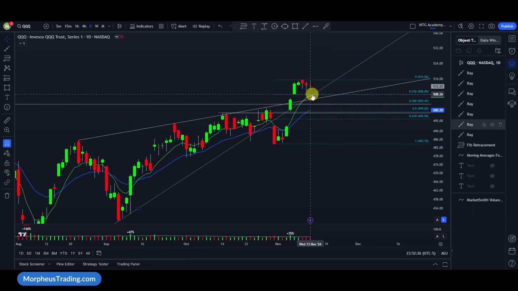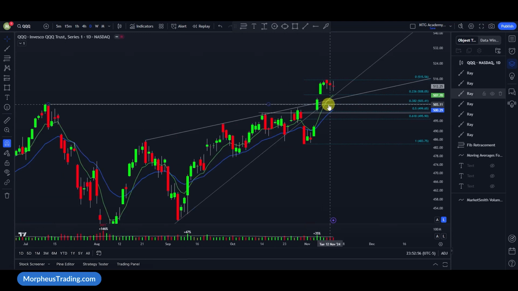So you can see we have the 0.236 Fibo and the rising 8 EMA and this steep uptrend line offering support around the 508 level. Just below that, we have this top trend line here, also has support around 506. And below that, we have confluence from the 0.382 Fibo level along with the prior base high.